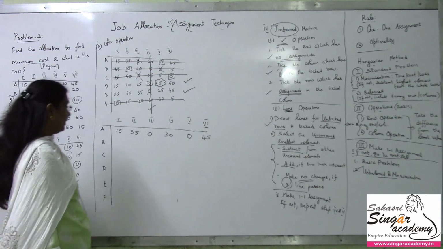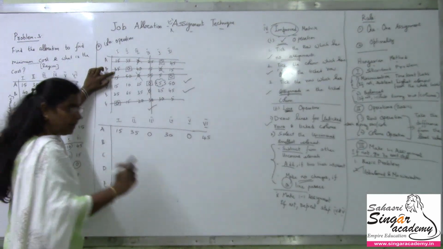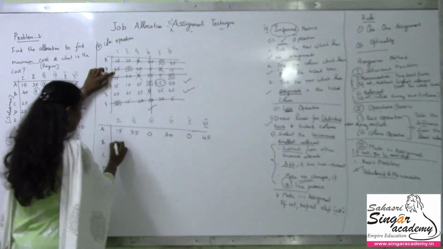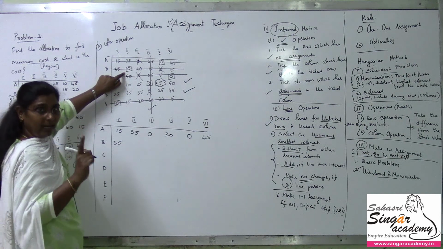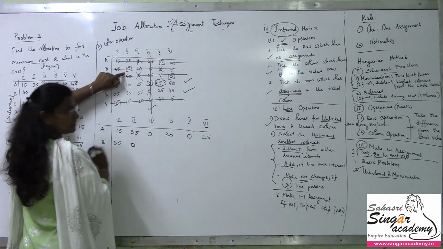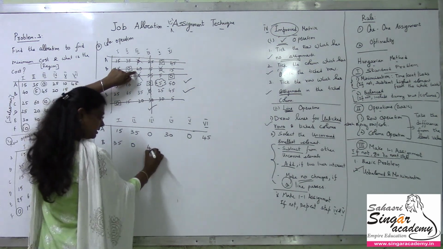Is it okay? Fine. B 35. One line passes. No changes. So write as it is 35. 0. One line passes. No changes. Write 0. 40, one line passes, no changes, 40.